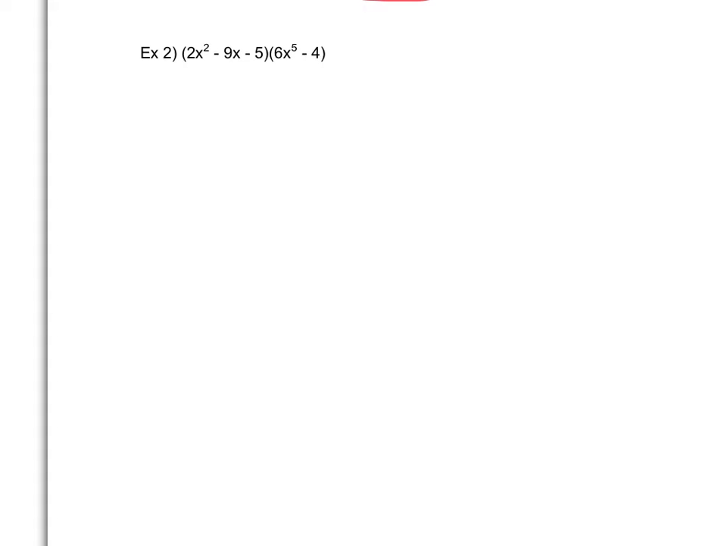If I take everything from the first polynomial and distribute it into the second polynomial, I'll start by multiplying a 2x squared by everything in my second polynomial, giving me 12x to the 7th minus 8x squared.